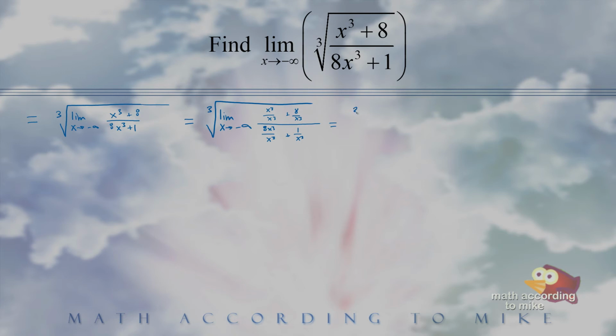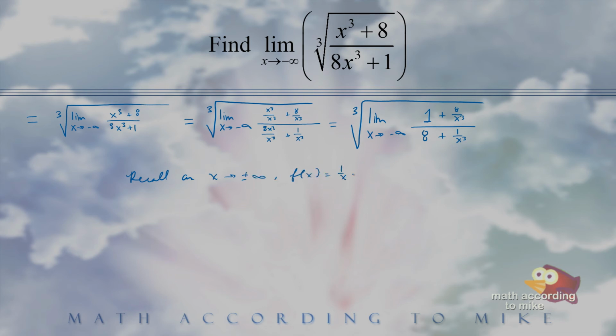Doing so, cleaning this up, we get the limit as x approaches negative infinity of 1 plus 8 over x cubed over 8, because the x cubes cancel, plus 1 over x cubed. Great. So recall, as x goes to either plus or minus infinity, f of x, which equals 1 over x, heads towards 0.